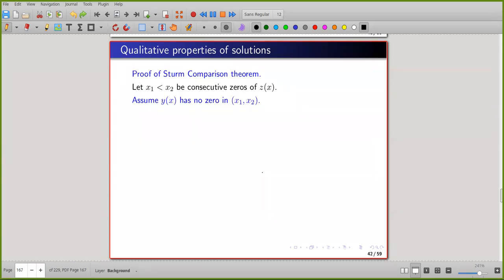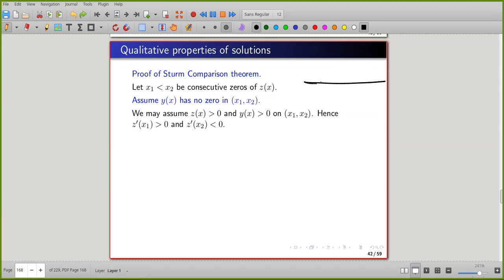Okay, so let's prove this. Let's say x1 strictly less than x2 are consecutive zeros of z of x. So this is x1, this is x2. Let's say z of x is positive. So assume y of x has no zero in x1, x2. So we may assume that z of x is positive and y of x is positive on x1, x2. So the slope is going to be positive here and negative here.